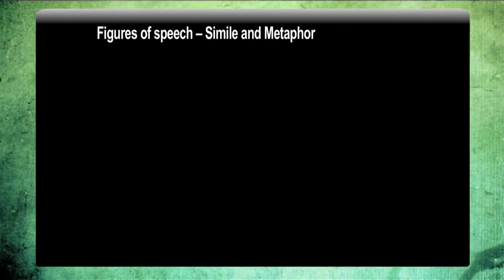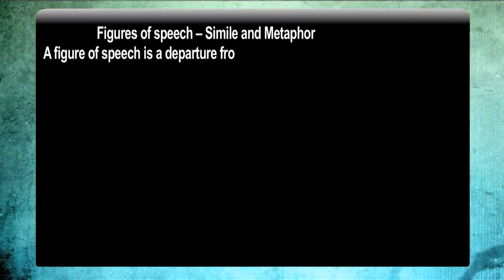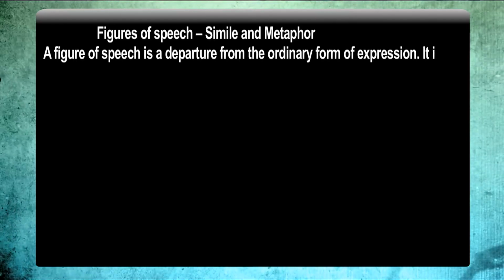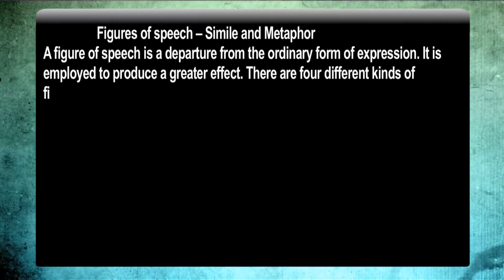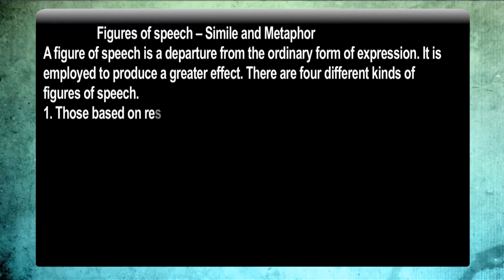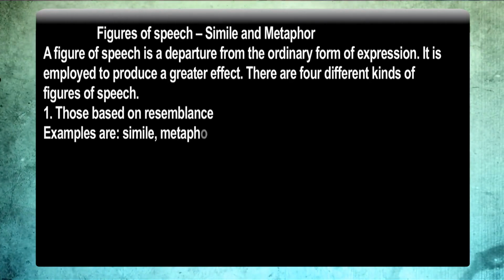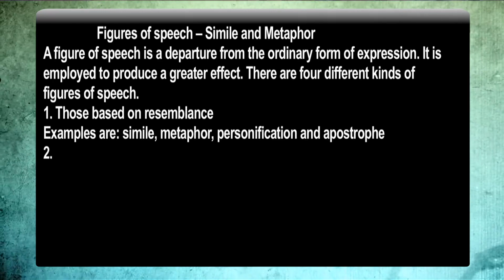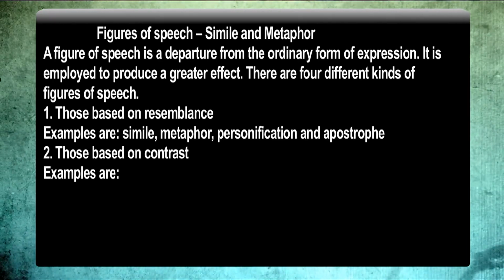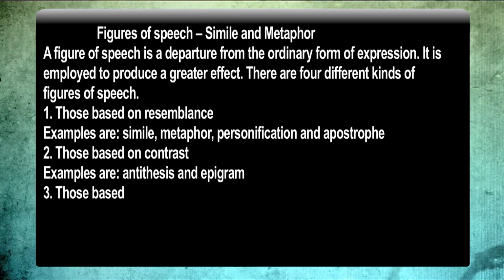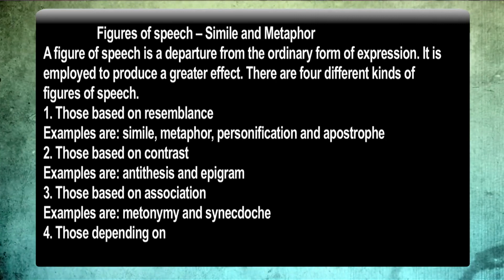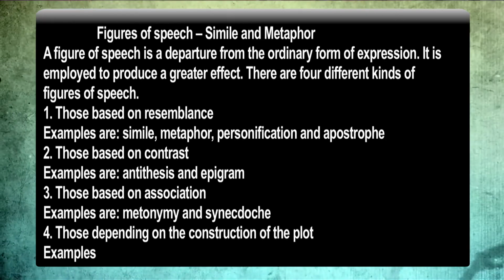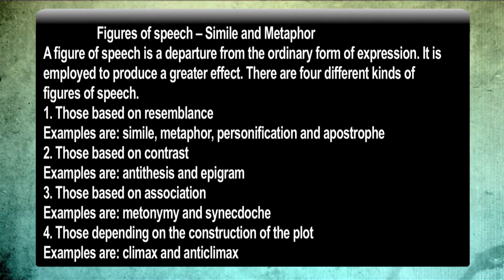Learners, figures of speech: simile and metaphor. A figure of speech is a departure from the ordinary form of expression. It is employed to produce a greater effect. There are 4 different kinds of figures of speech. Number 1, those based on resemblance, for example, simile, metaphor, personification and apostrophe. Number 2, those based on contrast, for example, antithesis and epigram. Number 3, those based on association, for example, metonymy and synecdoche. Number 4, those depending on the construction of the plot, for example, climax and anticlimax.